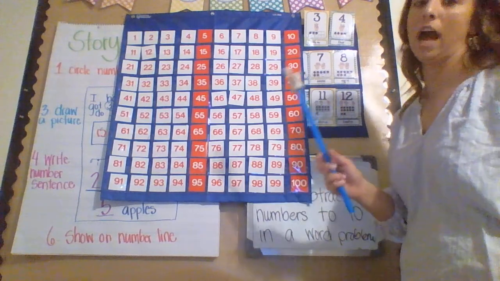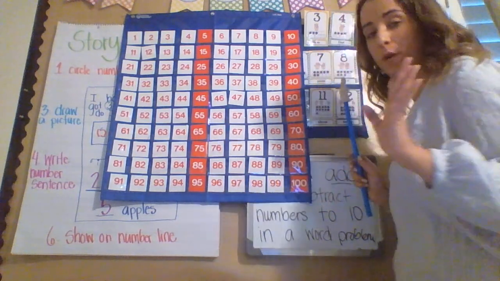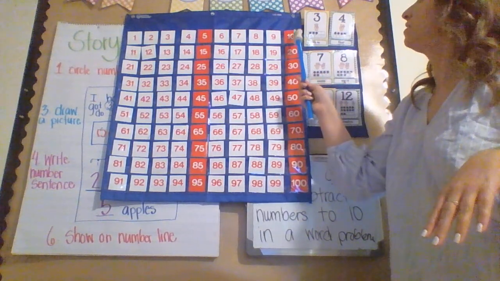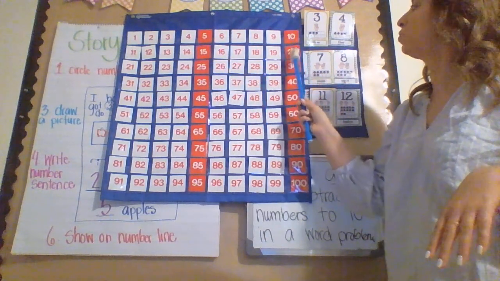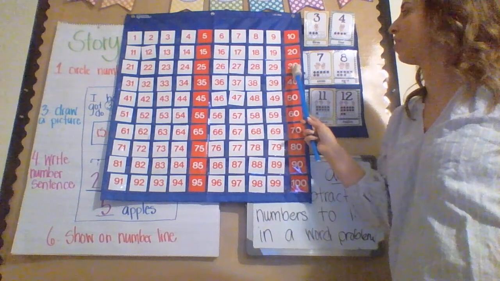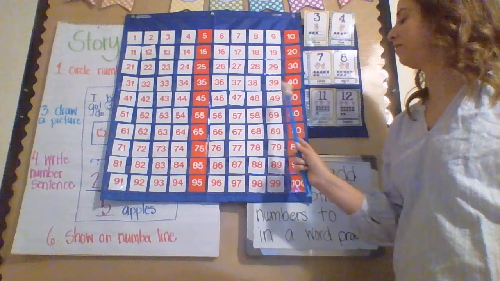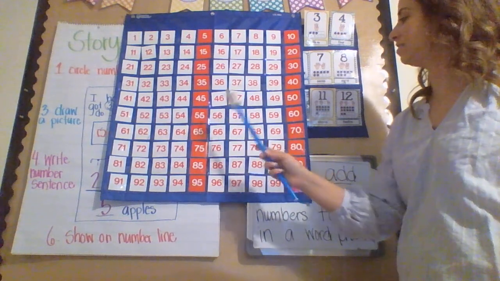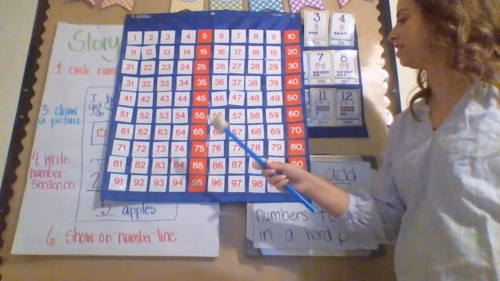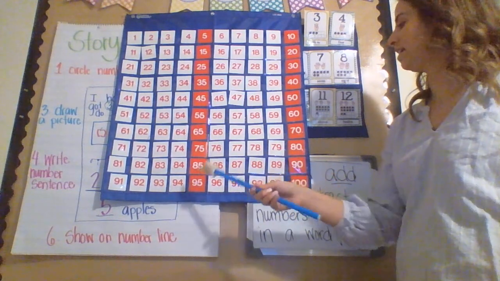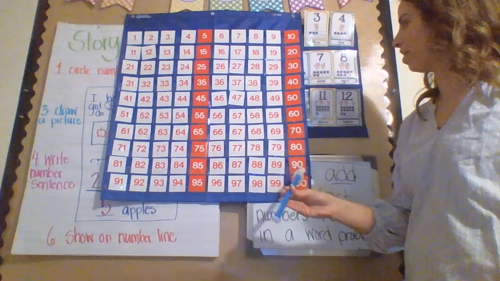Now we're going to count by 5s. And we go back and forth from the left to the right. Here we go. 5, 10, 15, 20, 25, 30, 35, 40, 45, 50, 55, 60, 65, 70, 75, 80, 85, 90, 95, 100. Let's do it again.